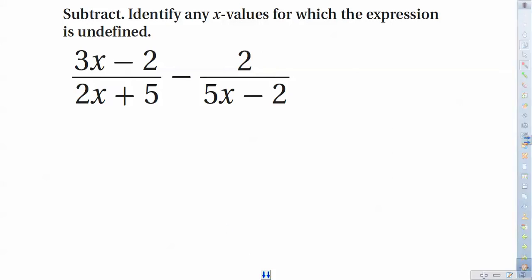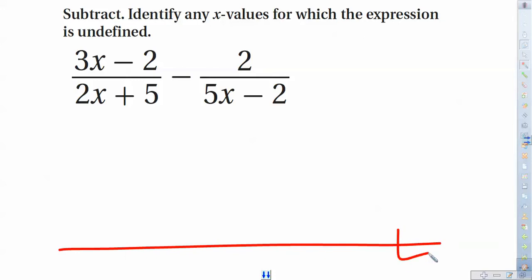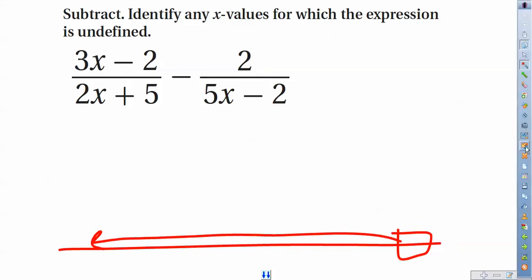Can we factor either one of these two denominators? No, we can't. So what do we do as far as a common denominator? Let me show you a similar problem. If I were to grab that slider again and move it all the way back to when we were dealing with integers.